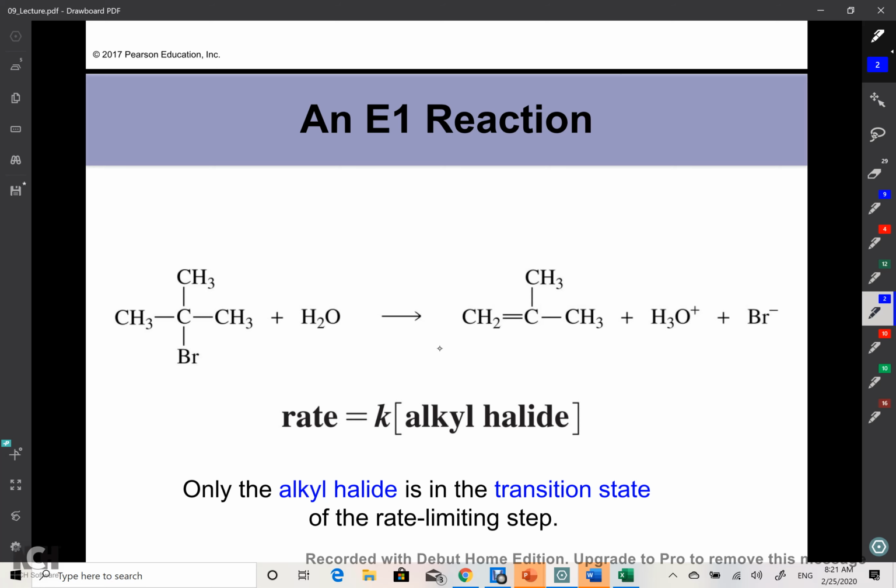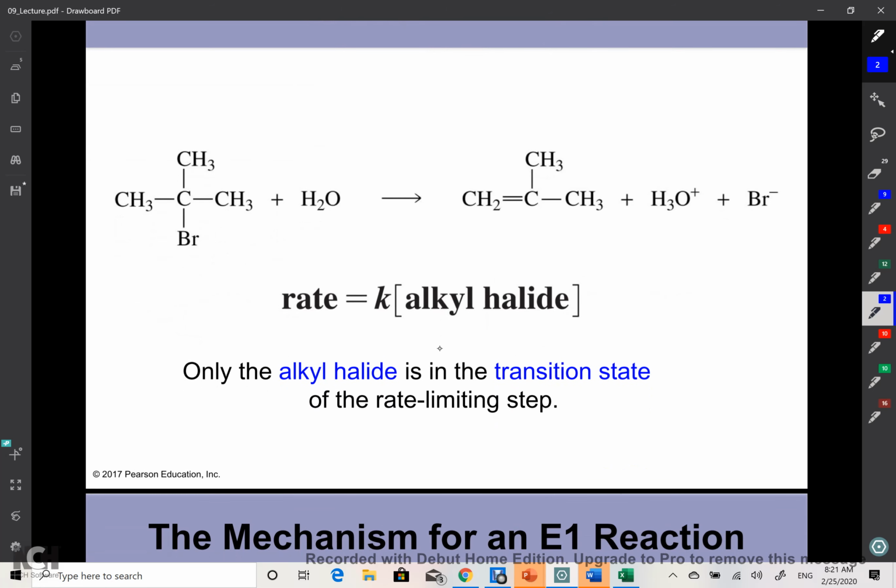Now we are looking at the E1 reaction. Just like the SN1 reaction, it's a two-step reaction. And the rate law depends only on the concentration of the alkyl halide in this case. So it doesn't depend on the concentration of the base. It simply means that if I double the concentration of the alkyl halide, the reaction doubles. If I double the concentration of the base, nothing happens, because it doesn't depend on the concentration of the base. Does that make sense?